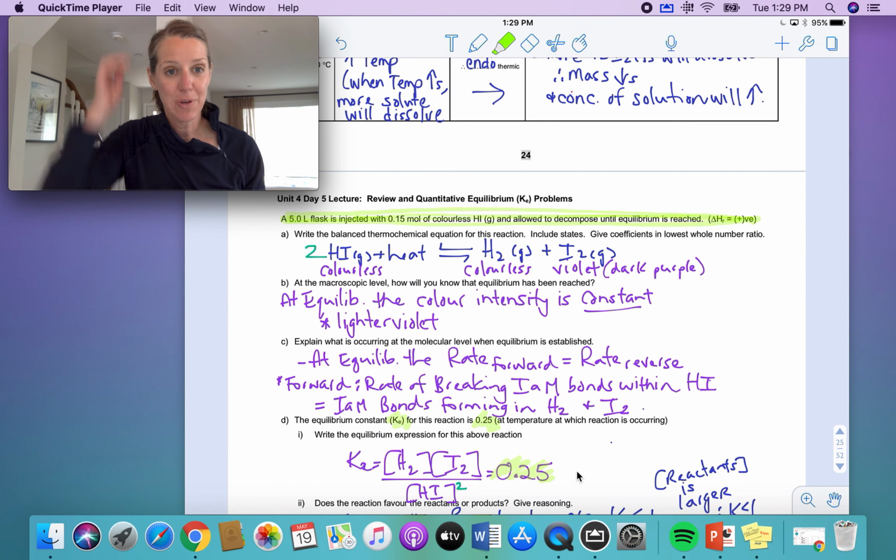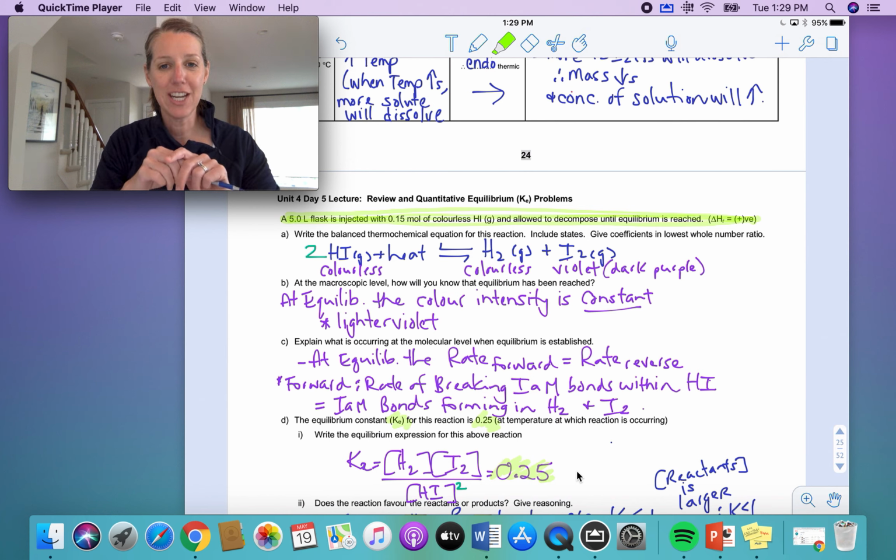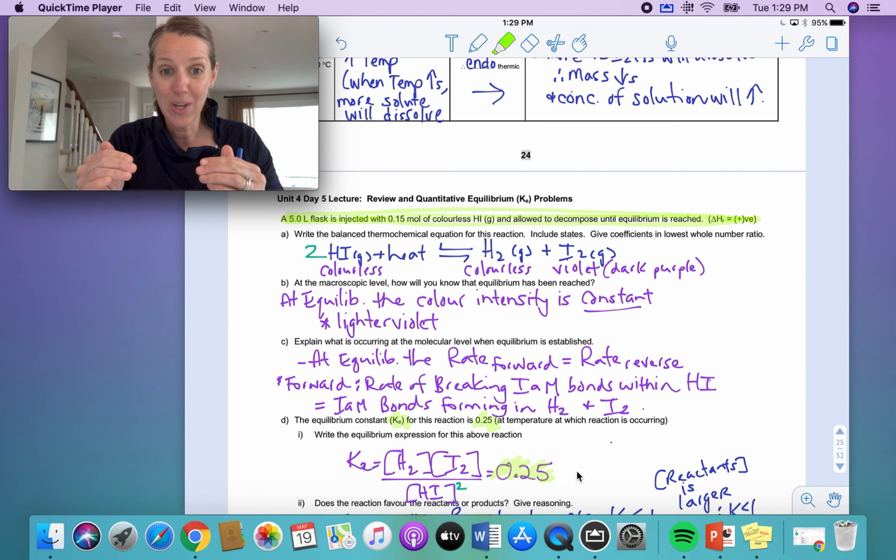So today it's not too much work. We're going to go through page 25 and 26. I'm going to set you up for how to do something called an ICE table. And then on Friday's module, it'll be working through sheets on your own to see if you can do those calculations.